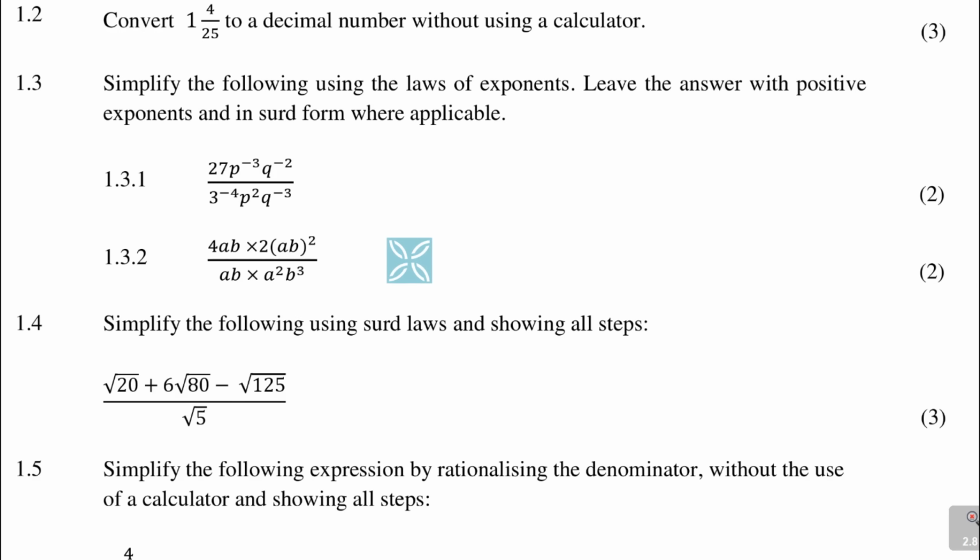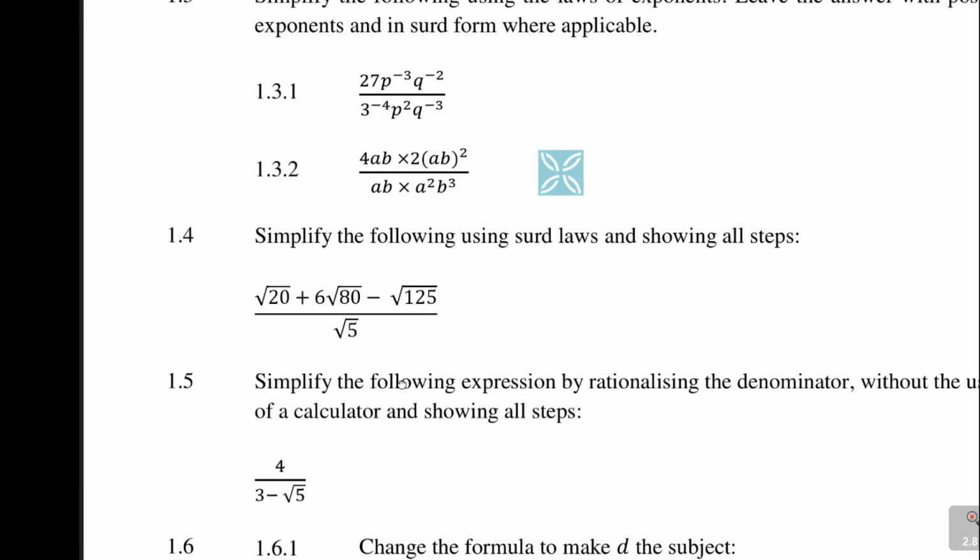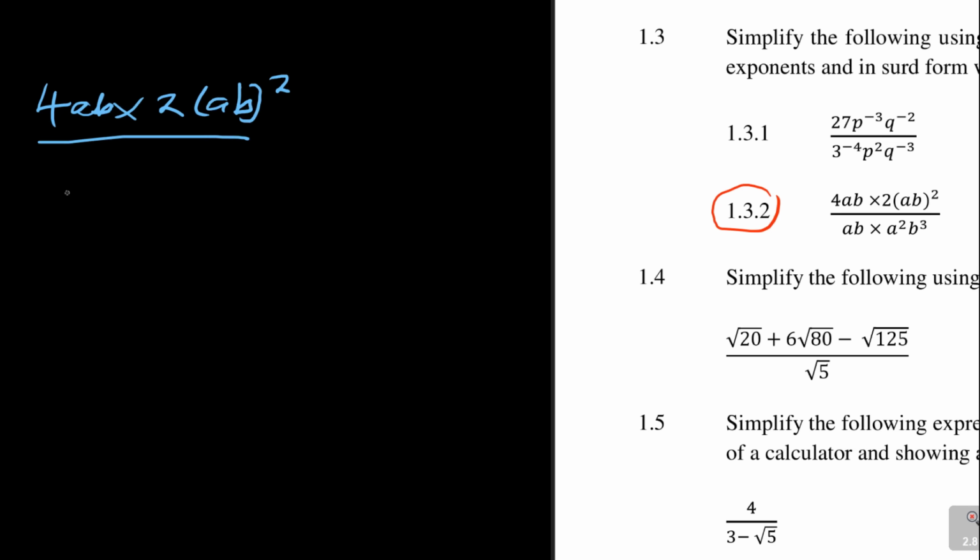Okay, so let's look at the next one, 1.3.2. With this 1.3.2, it says I have 4ab, right, times 2 bracket ab squared over ab times a squared b cubed.